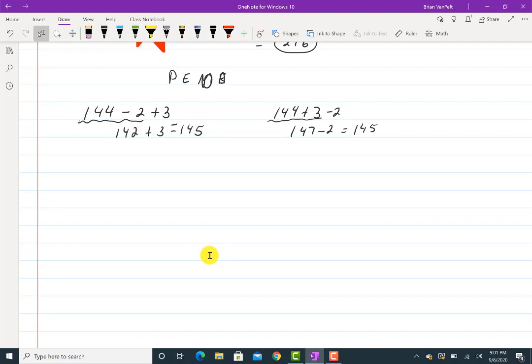So maybe it was a bad example. Actually, this is a really bad example to use. So I'll erase it, and let me do this one instead. 144 plus 2 minus 3. So now I have the addition first. I'll go here, 146 minus 3, and that'll equal 143.